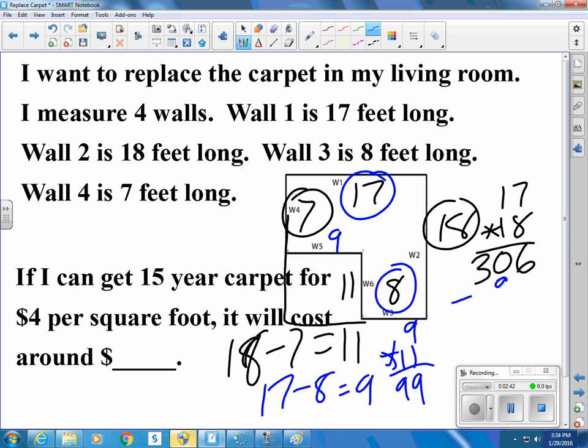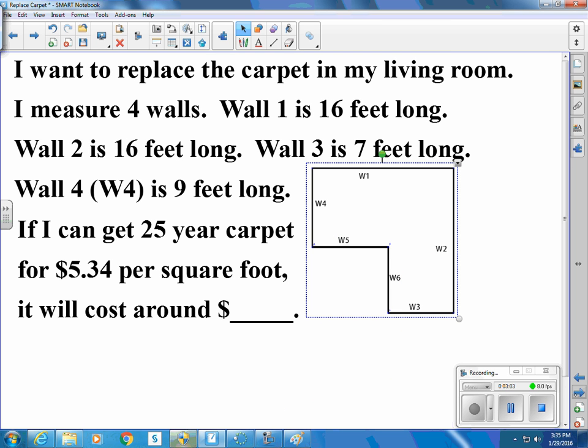So if I subtract that corner from what the amount of carpet would be if that corner were not missing, so 300 minus 100 would be 200. So 306 minus 99 would be 207 square feet. That's one way to do it. Let's do it another way on this one. You can choose whichever one makes more sense to you.